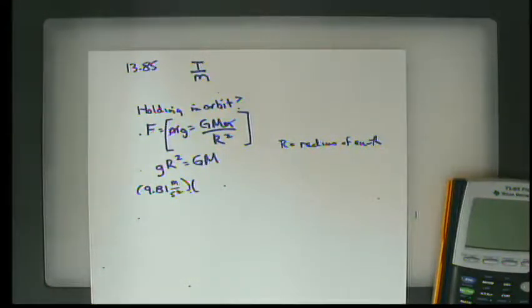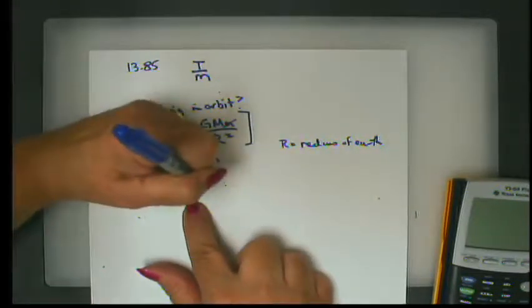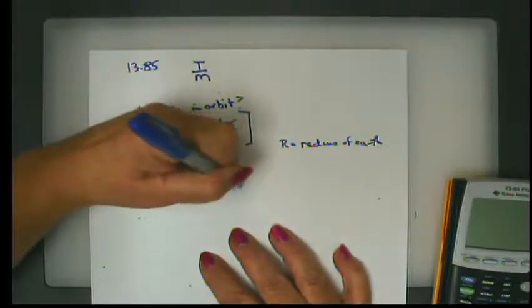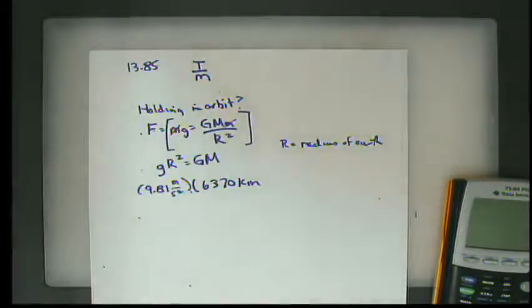Radius of the Earth in meters is 6,370. Where'd you get that number? Just on the next page, there's a drawing. Oh, see, that would be so nice if I went to the next page, wouldn't it? 6,370 kilometers, right? All right.